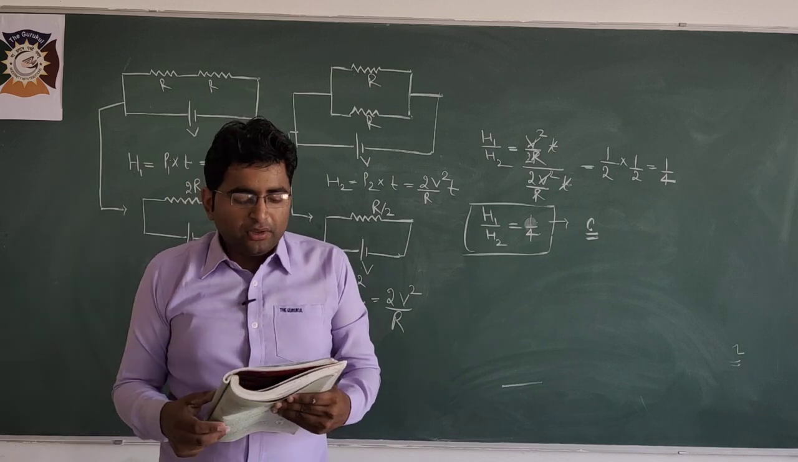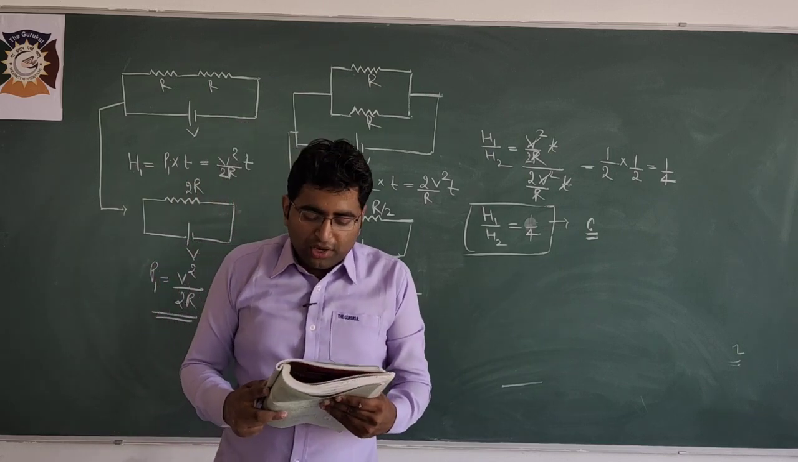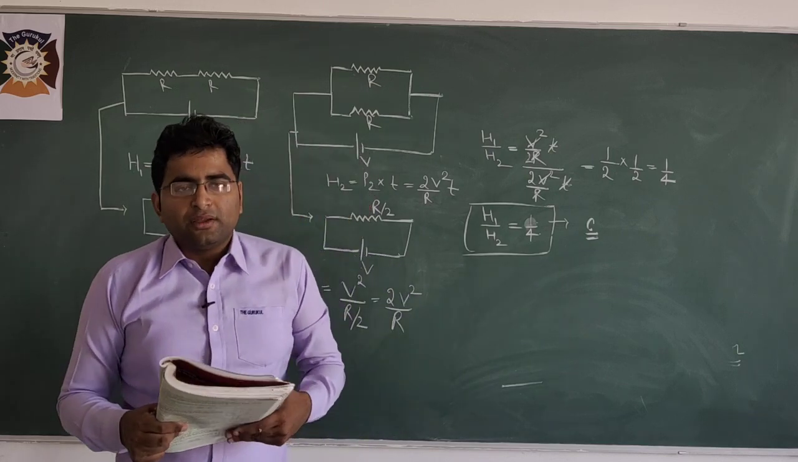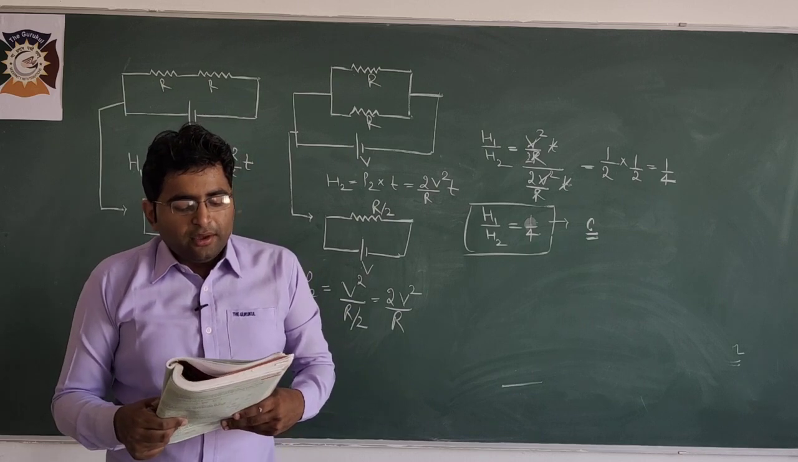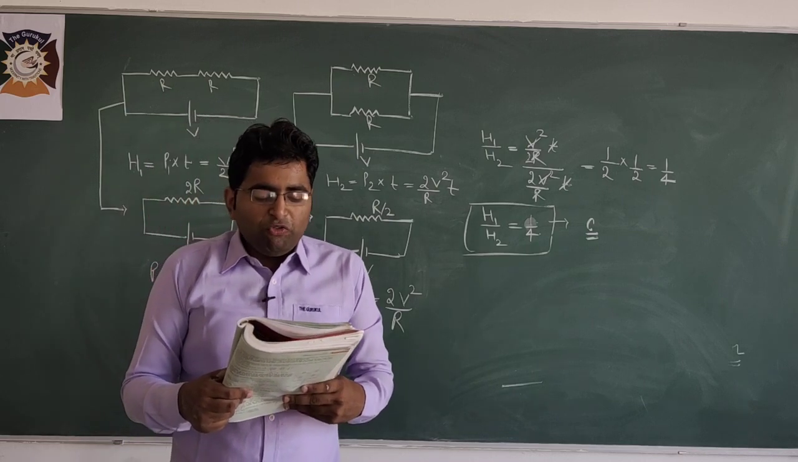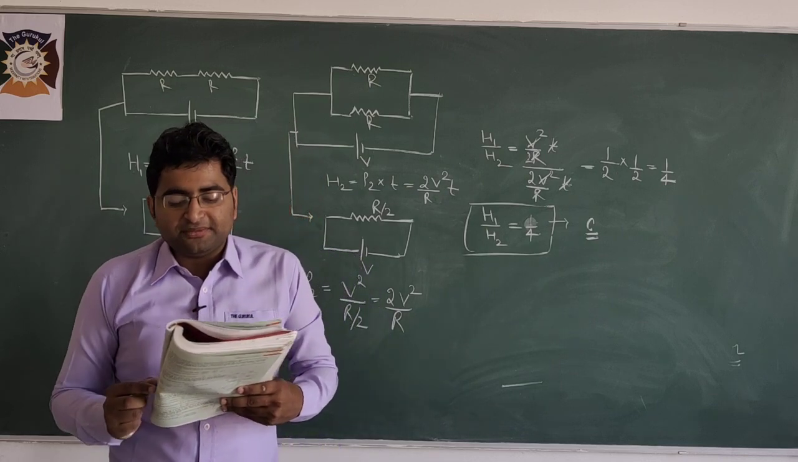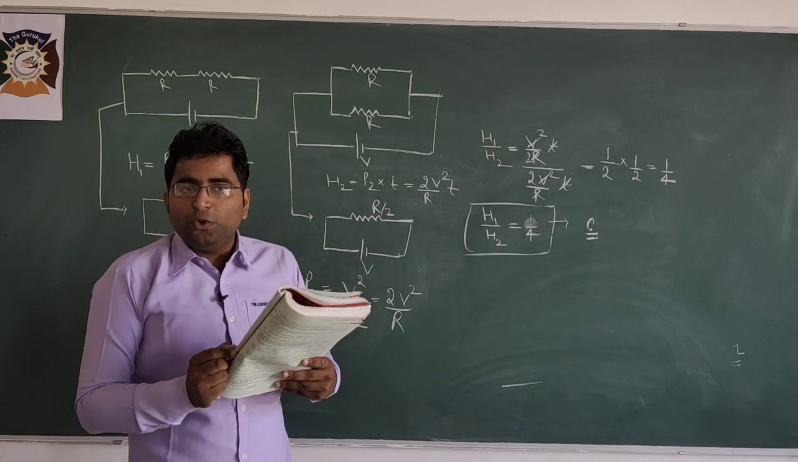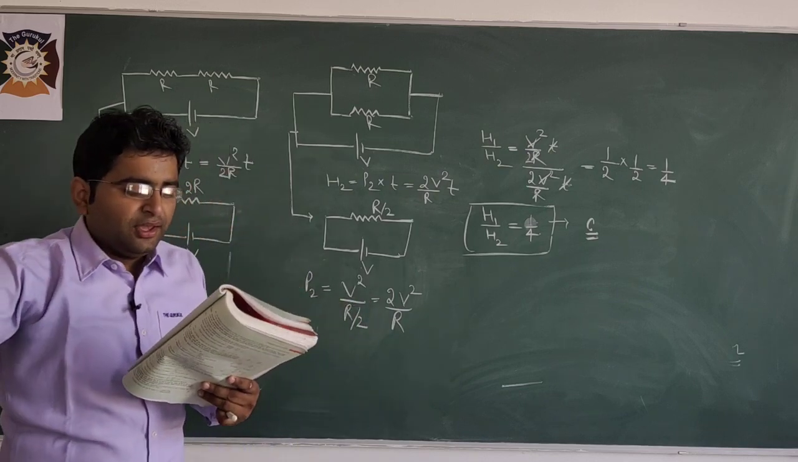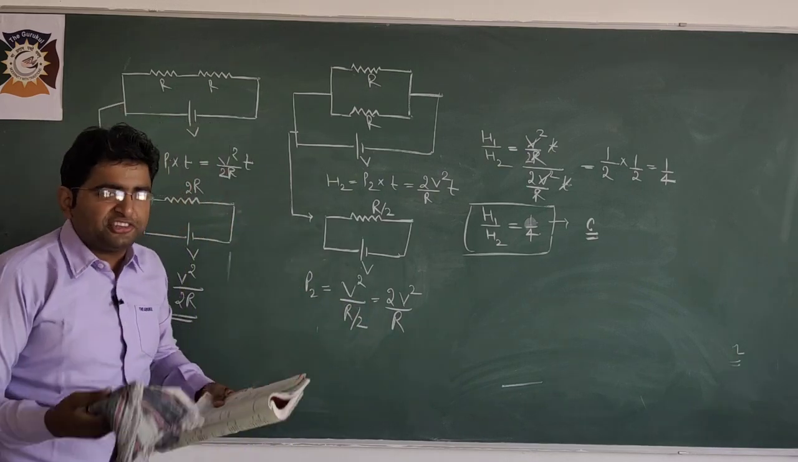Question number 7th, we will do it later. Okay, now come to question number 8th. When a 12-volt battery is connected across an unknown resistor, there is a current of 2.5 milliampere in the circuit. Find the value of resistance.